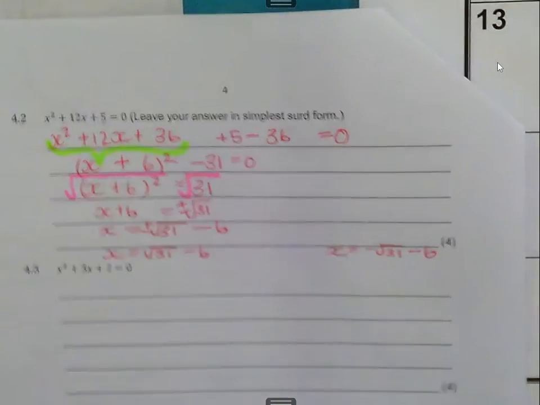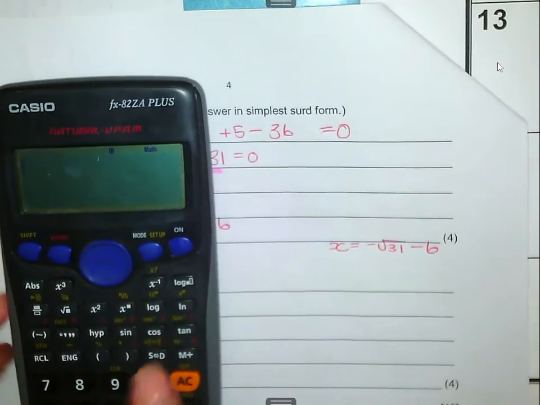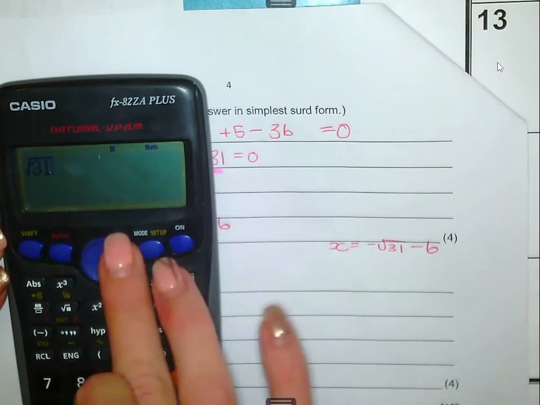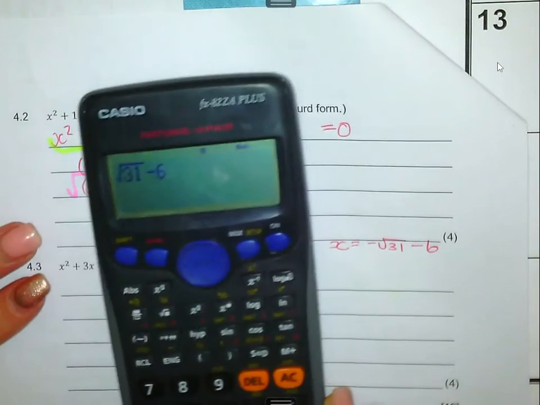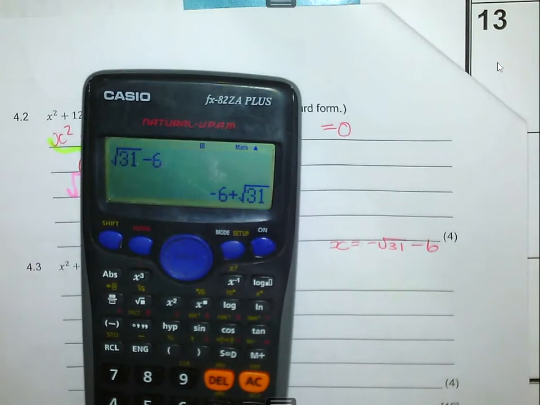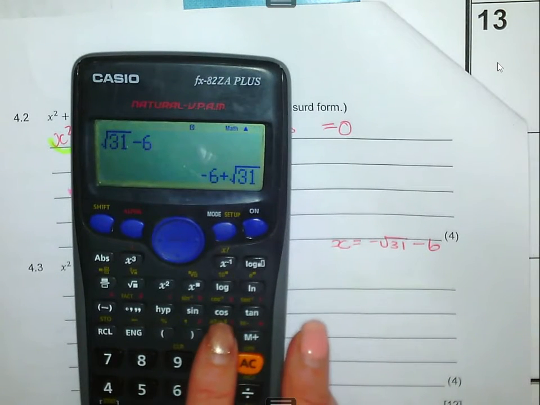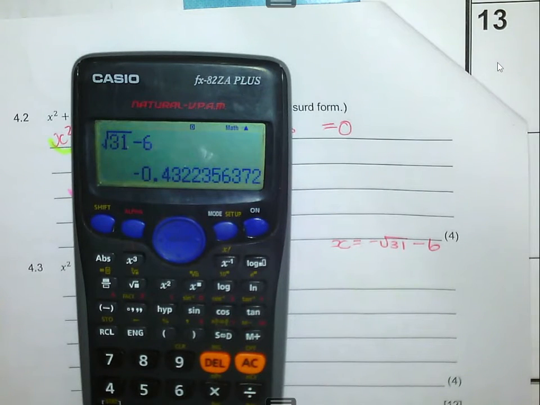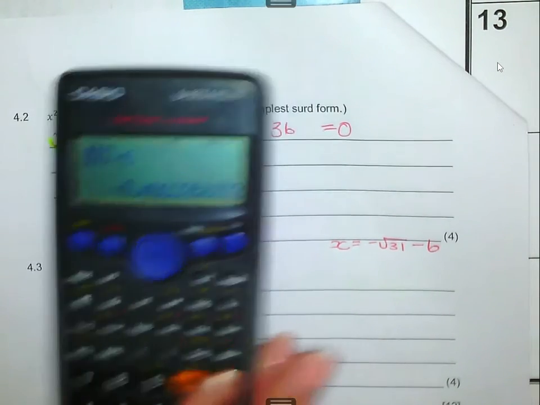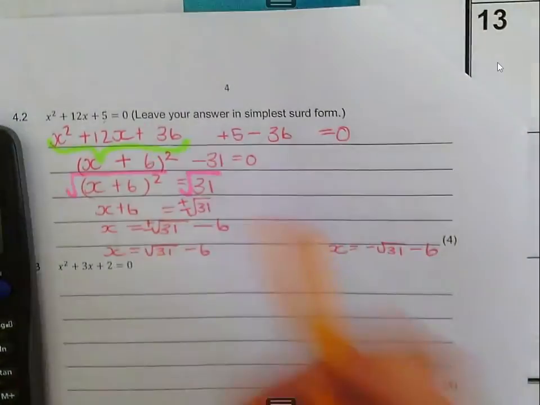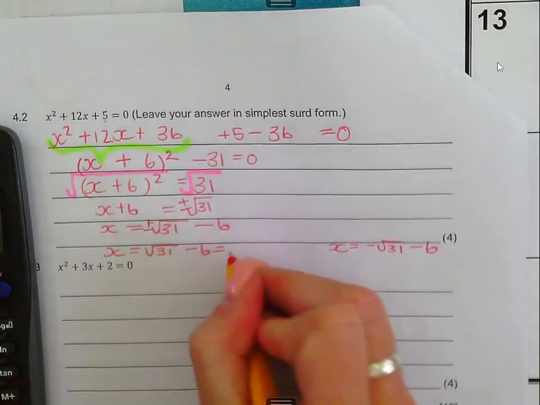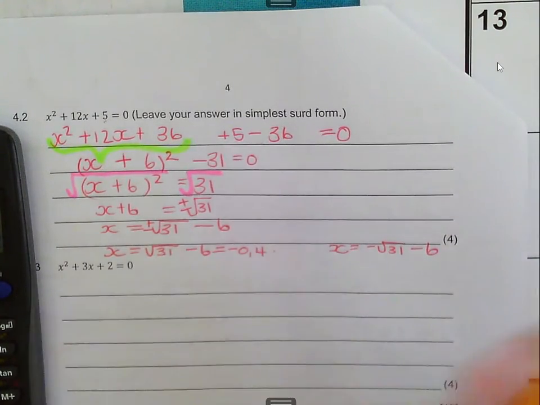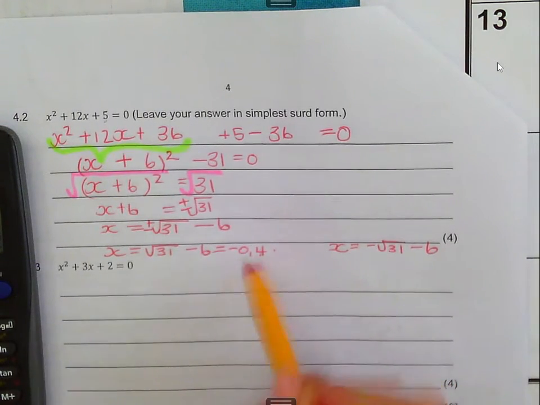Calculator. I'm going to say the square root of 31, get out of the root, minus 6. And then it gives me an answer like that, but you know how to convert it, right? That S to D button right there, just above the delete. Then it gives me an answer of negative 0,4322. So I'm going to round it off to one decimal. It's negative 0,4. Do you understand why you couldn't calculate this answer by hand?